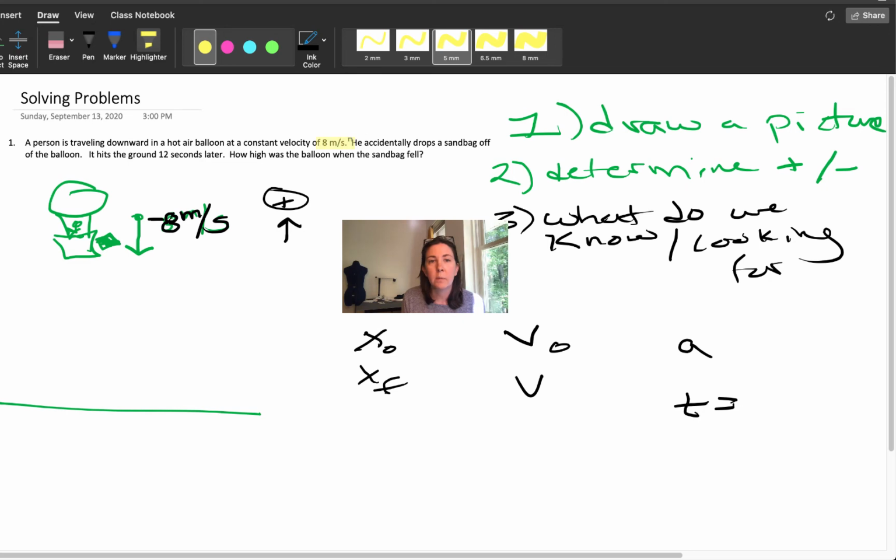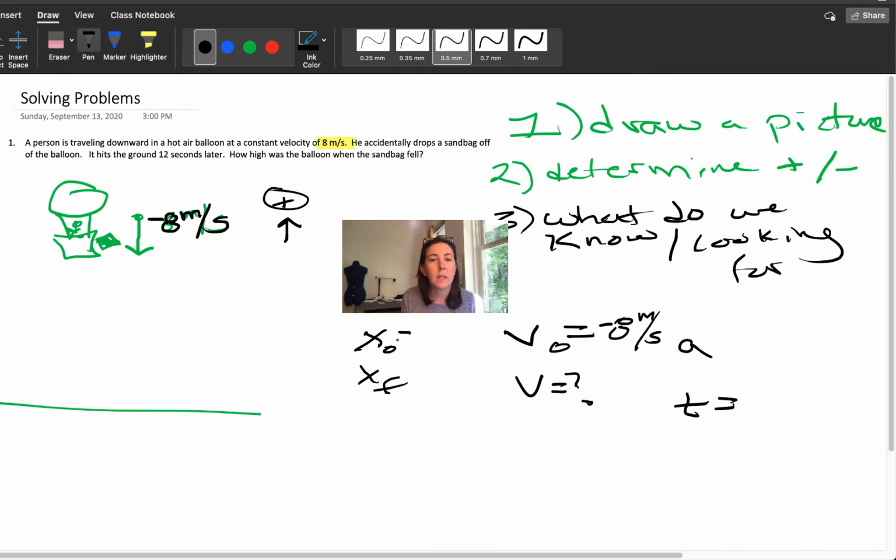Constant velocity of 8 meters per second, but that's going to be downward. And so that's going to be my initial velocity is negative 8 meters per second. Notice how I put a number on this. My final velocity, well, we don't know. A person is traveling downward. He accidentally drops a sandbag off the balloon.